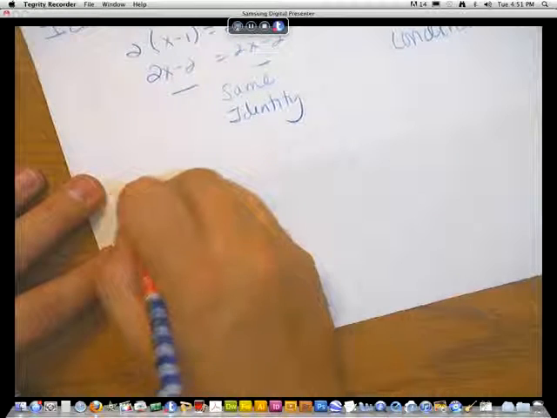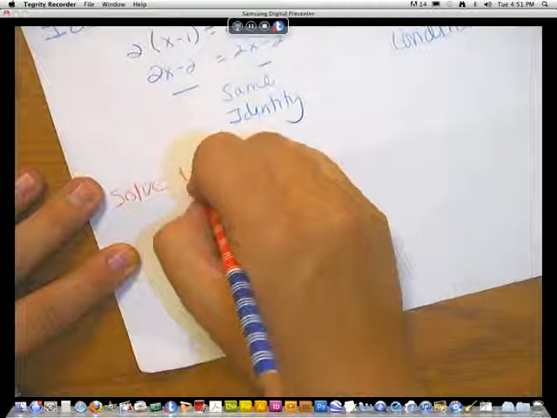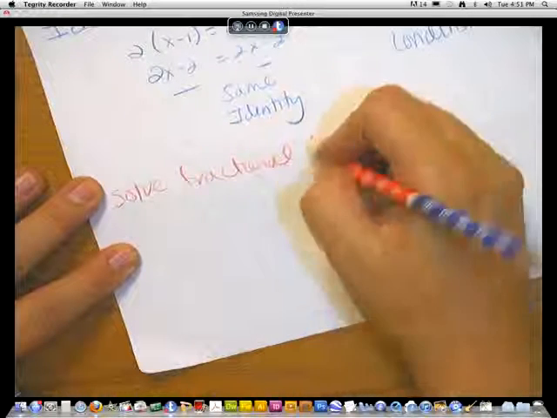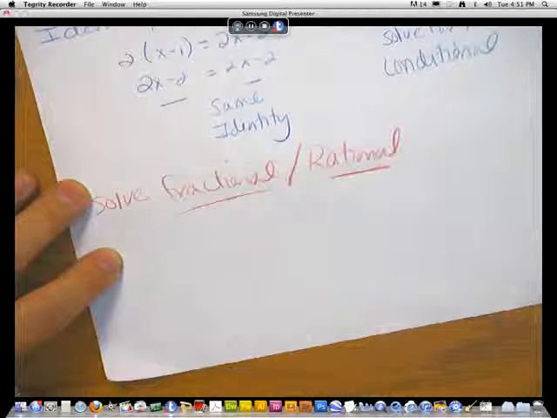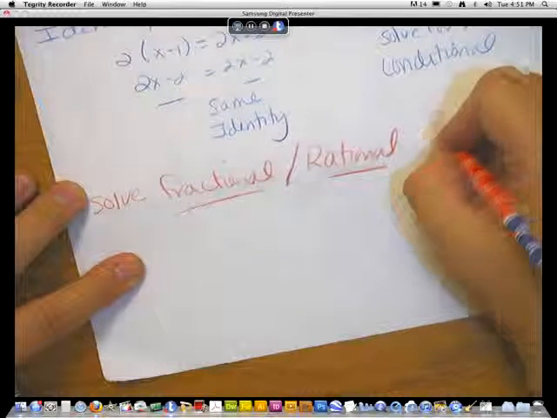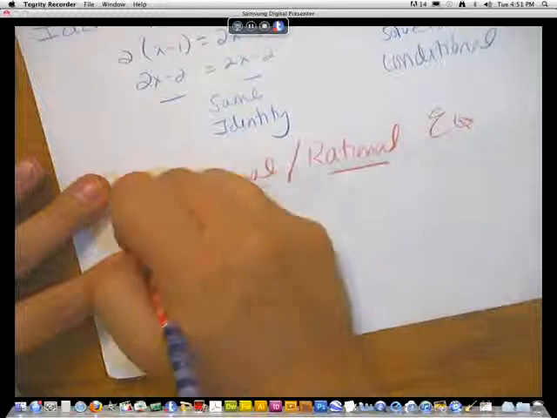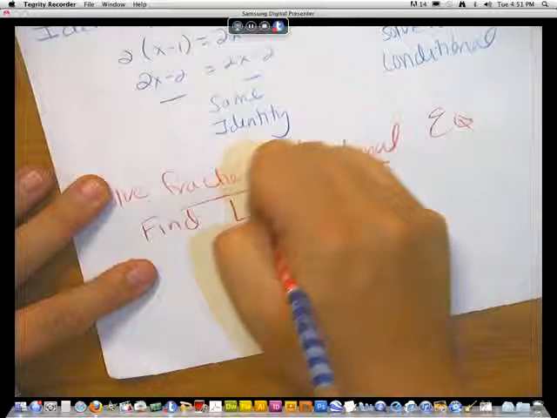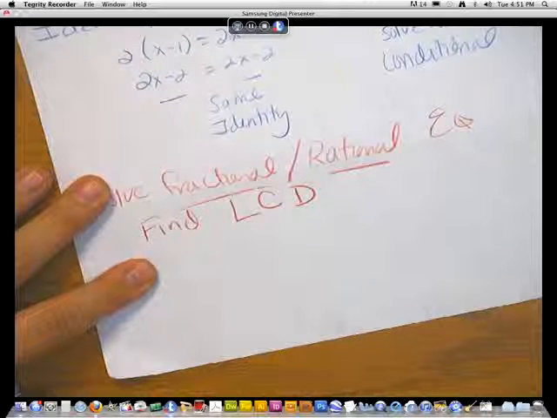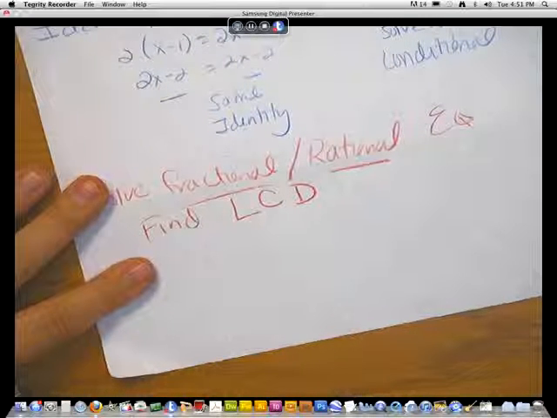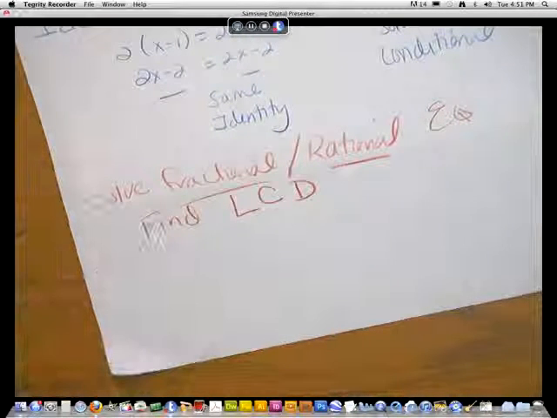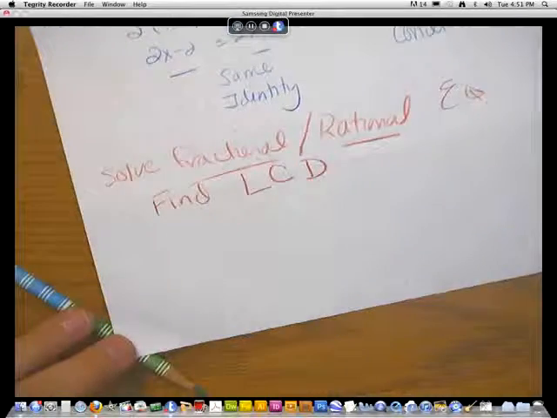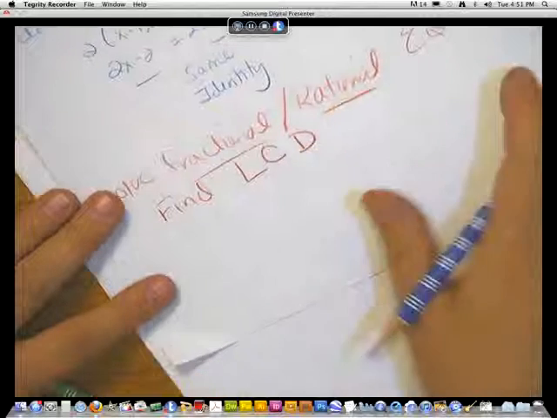All right, you're going to be asked to solve fractional equations. Fractional, also known as rational. These two words are interchangeable. Make sure you know them as that. But in order to do that, you do have to find the least common denominator. LCD is shorthand. We should be a little bit familiar with that. So let's look at a couple of examples for solving a rational equation.